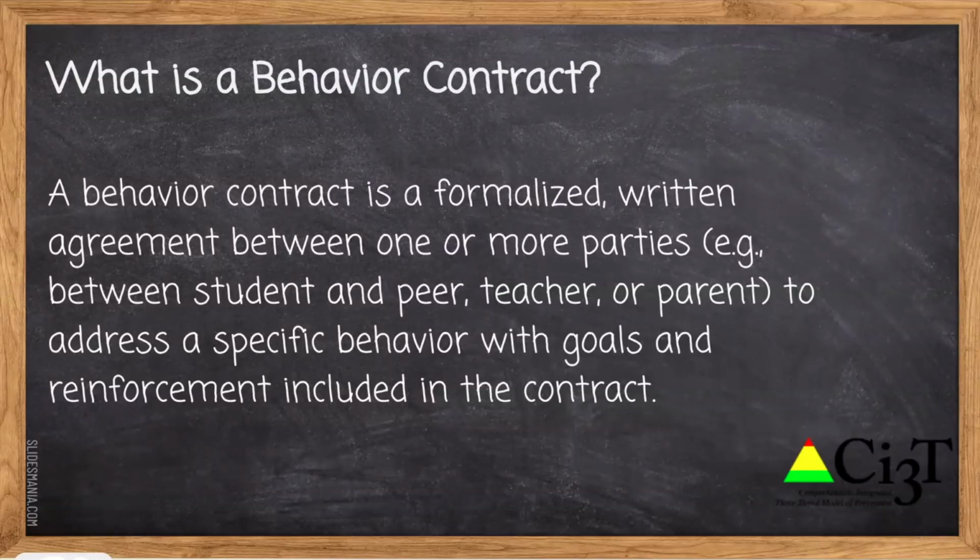A behavior contract or contingency contract is a mutually agreed upon document between at least two individuals in which one or both individuals agree to demonstrate certain behaviors. They look at a specific contingent relationship between the behavior and access, or to gain or to avoid something.